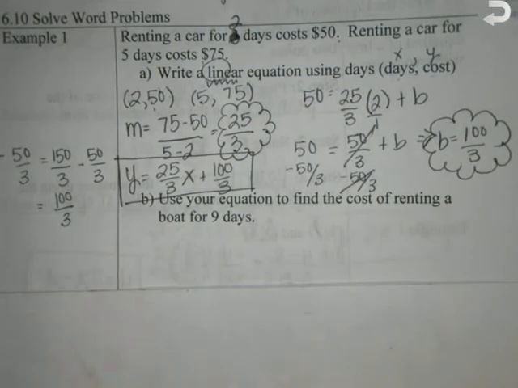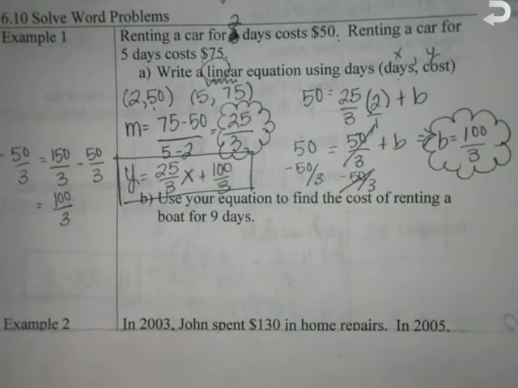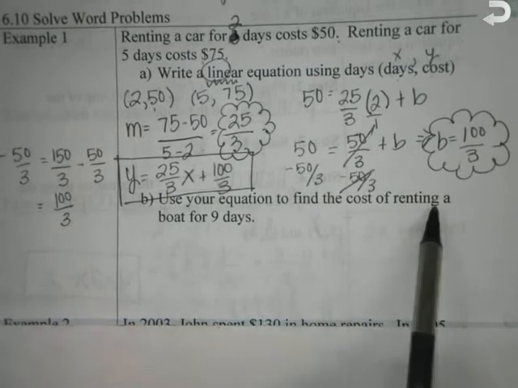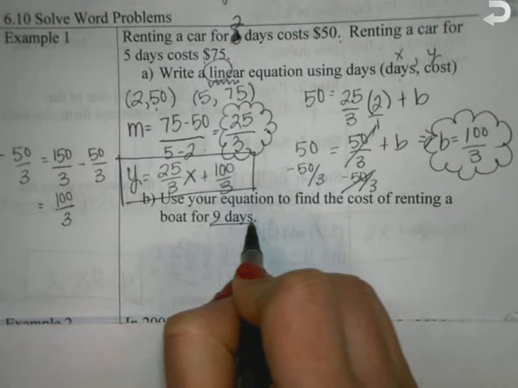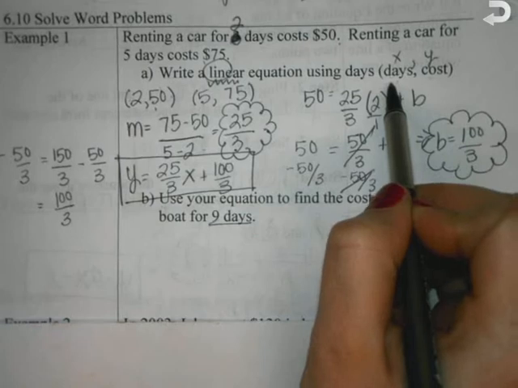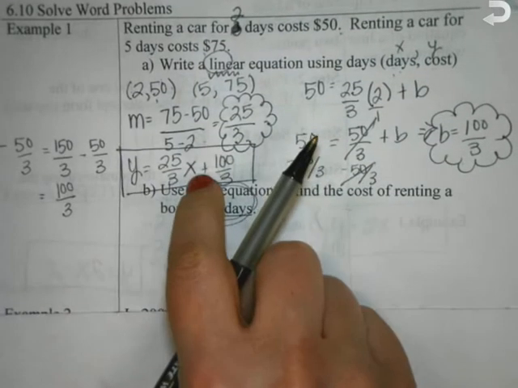Part B, this is the different thing about the word problems now. We want to use our equation, this one right here, to find the cost of renting a boat for 9 days. Is 9 days X or Y? It's X, right? So I need to plug in 9 for X, and then we're going to be able to solve for Y. That's all they want us to do.